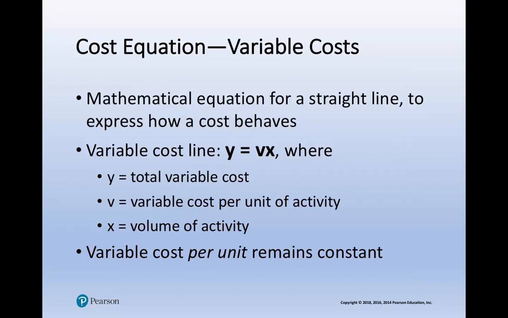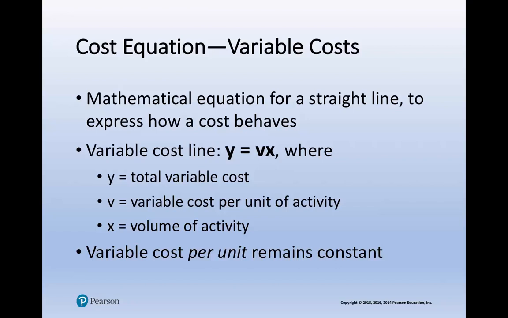So our cost equation for our variable cost is just a mathematical equation for the straight line. Our total variable cost, or Y, equals V times X. V is our variable cost per unit, and X is our volume of activity. Here's our variable cost; we're going to next look at our fixed cost, and then we're going to put those two equations together to come up with our mixed cost. So again, Y is our total, V is our individual cost, and X is the number of activity.